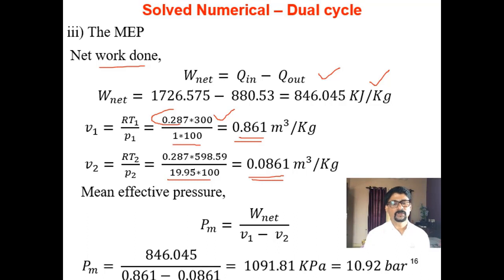So as usual, mean effective pressure Pm is equal to W net by stroke volume, or stroke volume is nothing but V1 minus V2. So Pm you will get after substitution and simplification as 1091.81 kilopascal or 10.92 bar. So this whole procedure remains the same for all the cycles.